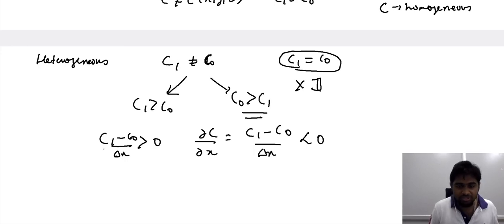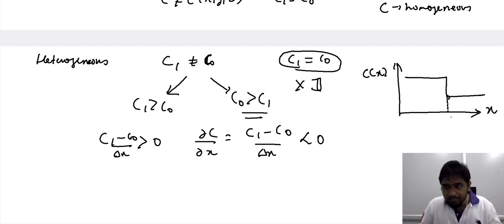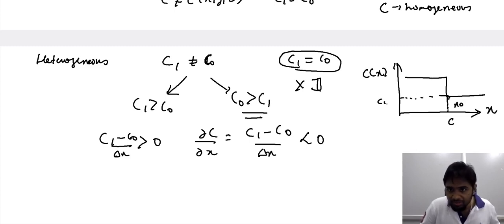Now when you consider Fick's law and a system of this sort, we are just considering the x-axis and the concentration along the x-axis. When you have such a distribution, if we consider this point as x0, then the concentration is c0, and this point here as x1, and the corresponding concentration will be c1.